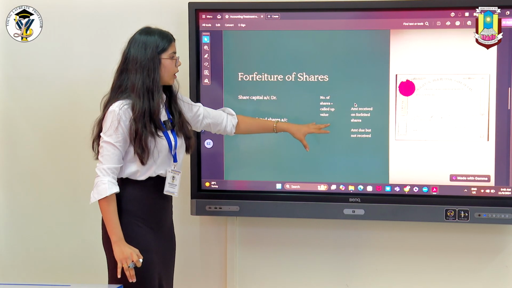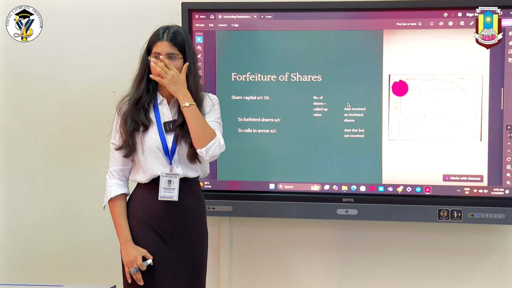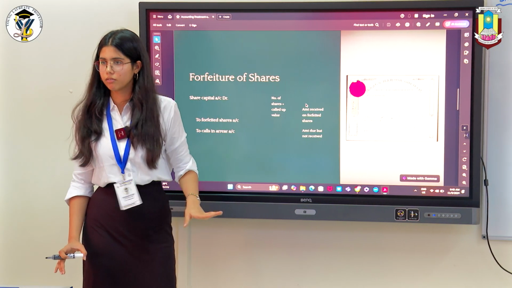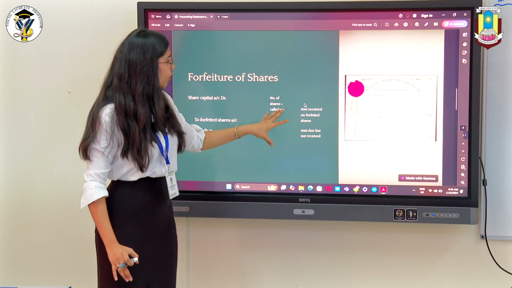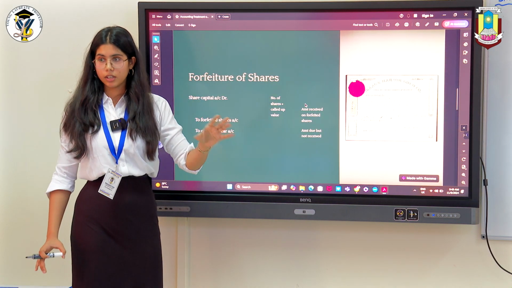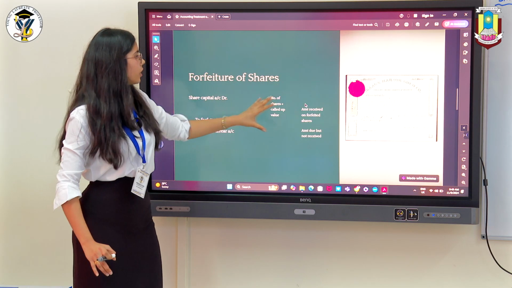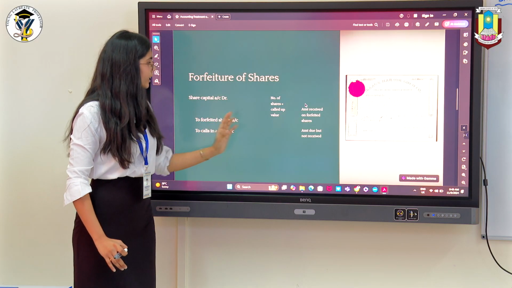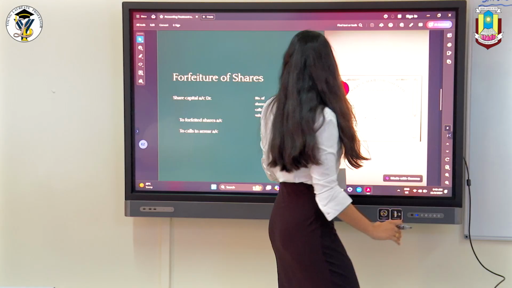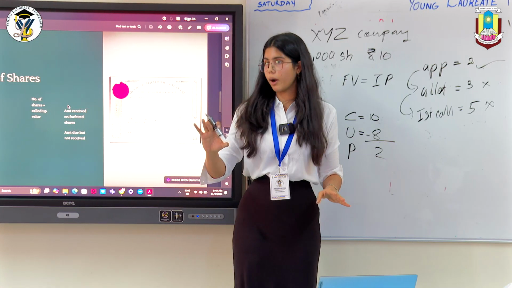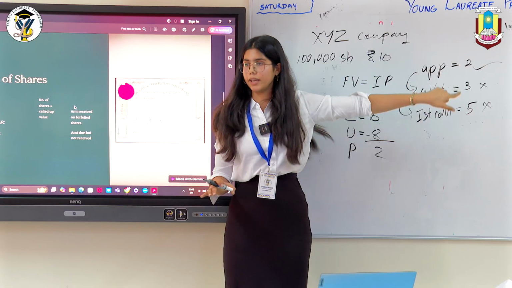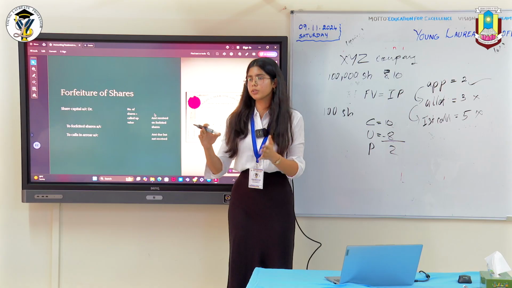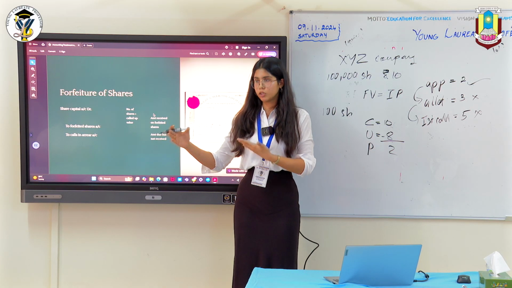Number of shares into called up value. What is the called up value? 10. Absolutely. So how many shares did he apply for? 100. So the amount will be 100 into 10. Yes. So share capital account debit 100 into 10, which is 1000, to forfeited shares. Now forfeited shares is the amount that has been received by us. How much has he paid? He has paid only the application, 2. So the number of shares into the amount that he has paid. So how much will that be? 100 into 2. 200, right?